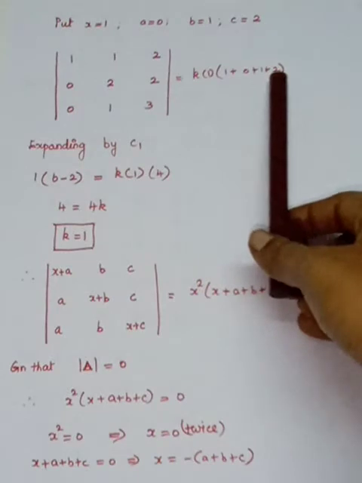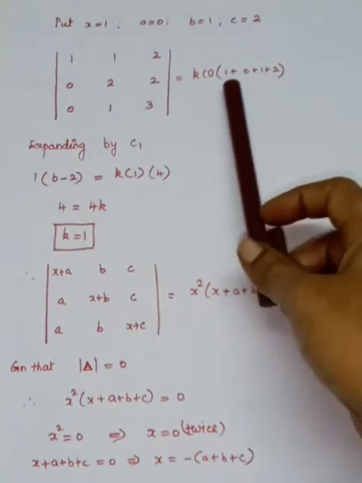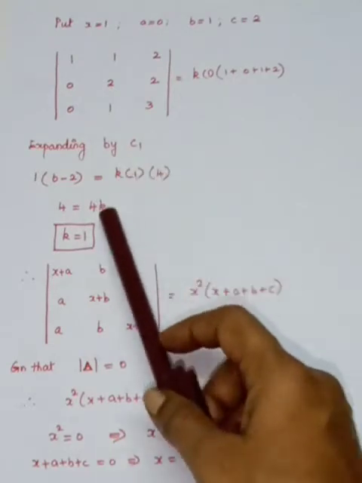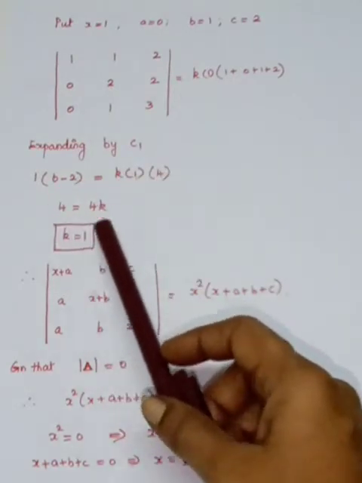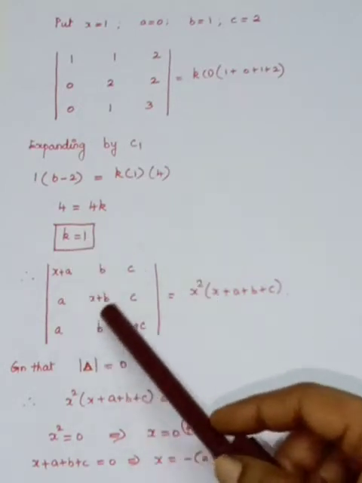So here you will have 2 plus 3. 2 plus 1 is 3. 3 plus 1 is 4. 4 into k, that is 4k. So 6 minus 2 is 4. 4k is equal to 4, k is equal to 1. So we have found the value k as 1.